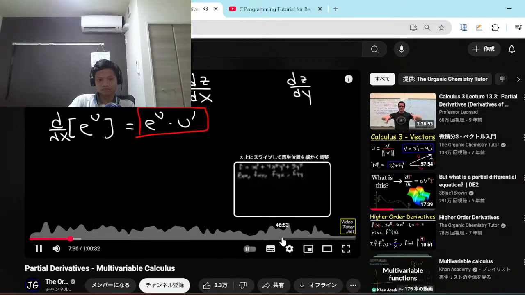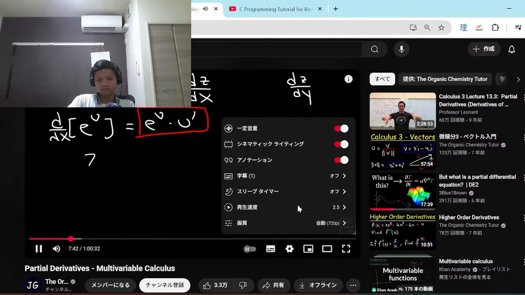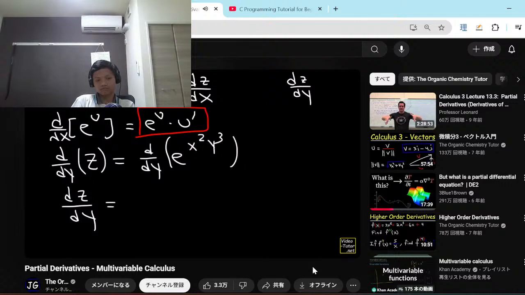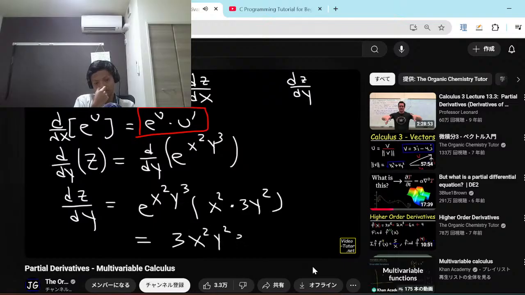Now let's find dz/dy. So if z is equal to e to the x squared y cubed, let's differentiate both sides with respect to y. You can represent it using the symbol d over dy. On the left we're going to have dz/dy, and on the right it's going to be the same thing, e to u, which is e to the x squared y cubed, times the derivative of x squared y cubed. So we're going to treat x squared as a constant. We're going to rewrite it and multiply by the derivative of y cubed, which is 3y squared. So the answer is 3x squared y squared e to the x squared y cubed. So that's dz/dy, which is the same as f sub y.